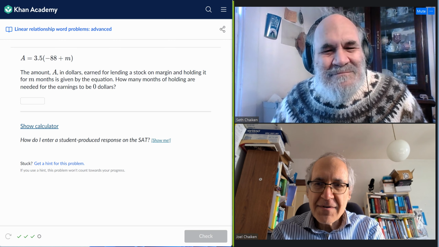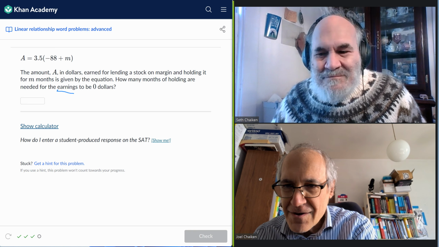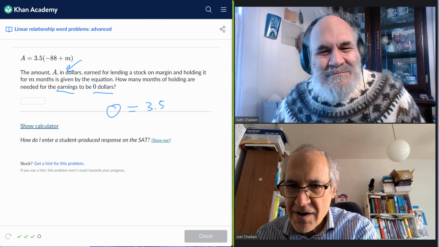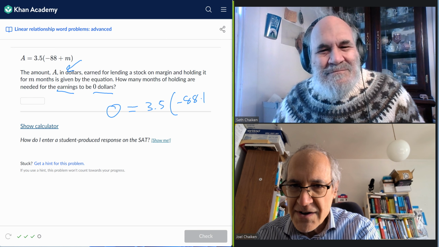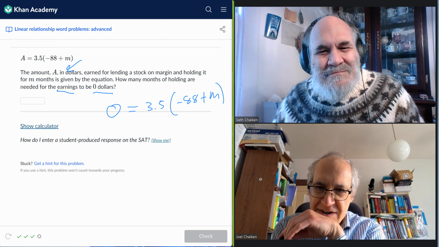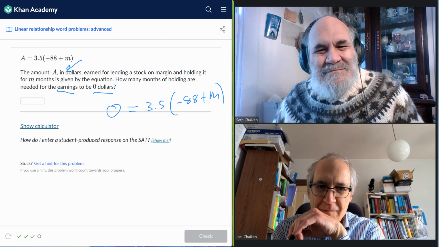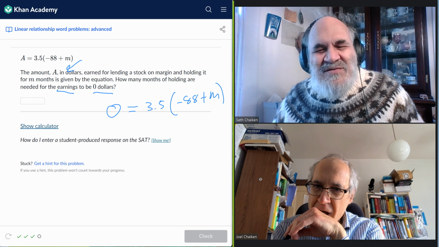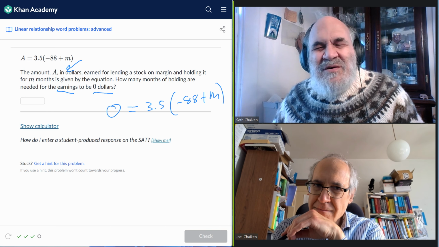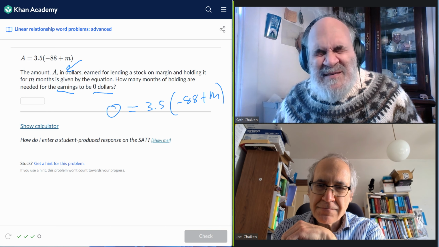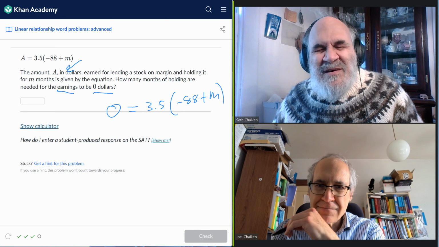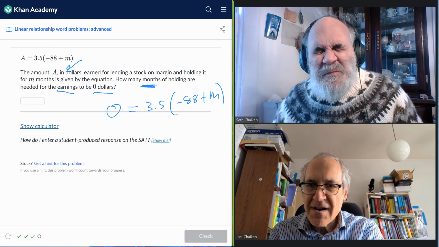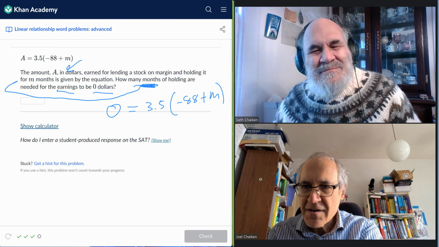So, the earnings are A. Zero means you put 0 is equal to 3.5 times negative 88 plus M. Now, you can sort of see the answer is 88, right? Obviously, the only value that makes that expression 0 is for M to be positive 88. And M is the number of months they're asking for. So the answer is 88. You plug it in there.